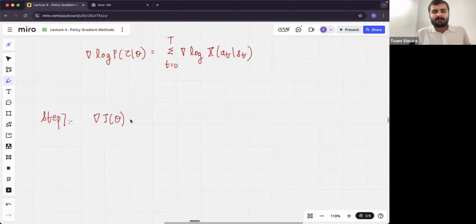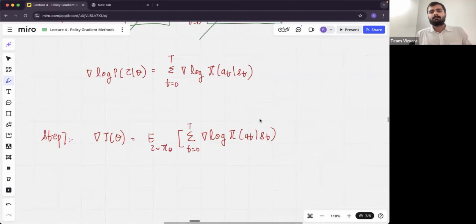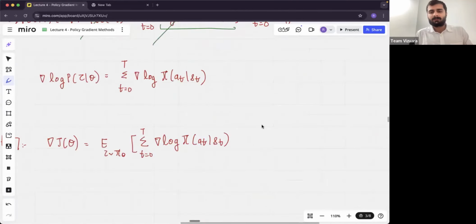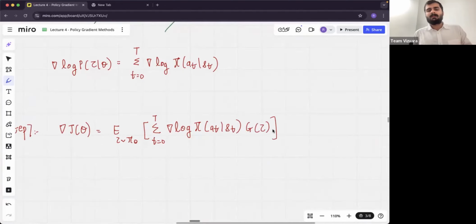Grad of J of theta is equal to the expectation over all possible trajectories. And what are we sampling from? So we are sampling this summation over all the states, gradient of log probabilities, and this G is also there, remember. So G of tau. That's it.